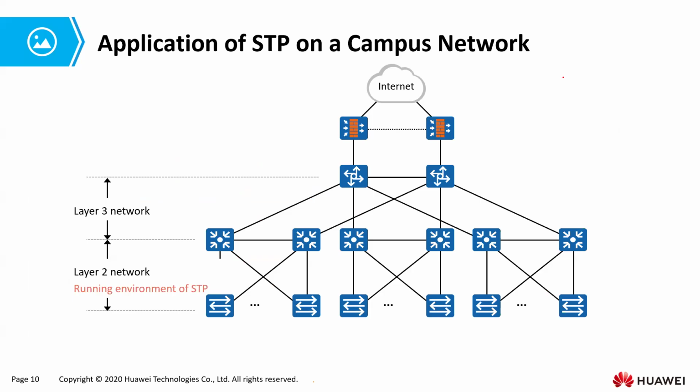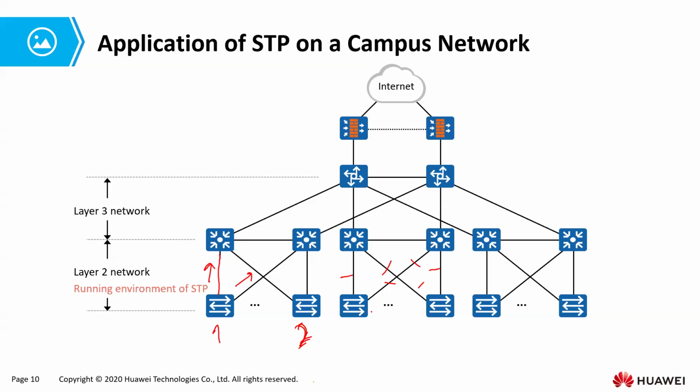Application on a campus network. This is a typical campus network, and as you can see, we have redundant links. For example, switch 1 and switch 2: to get from switch 1 to switch 2, there's more than one link. I can go via here, I can go via here. What do we call that? We call that redundancy. These are redundant links.